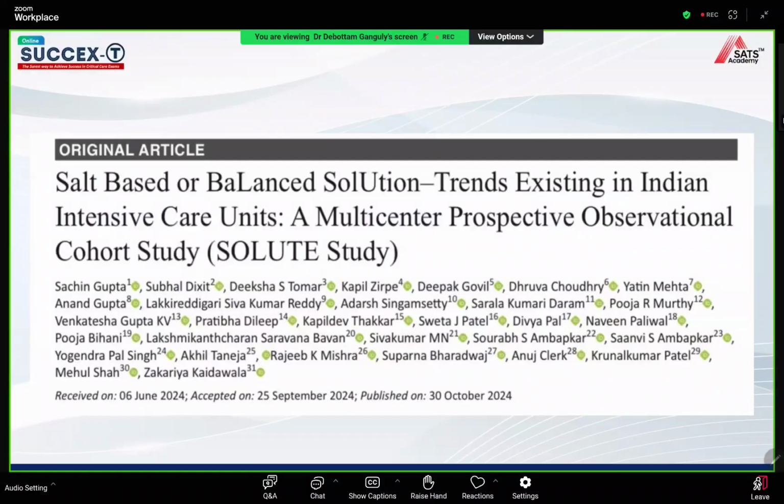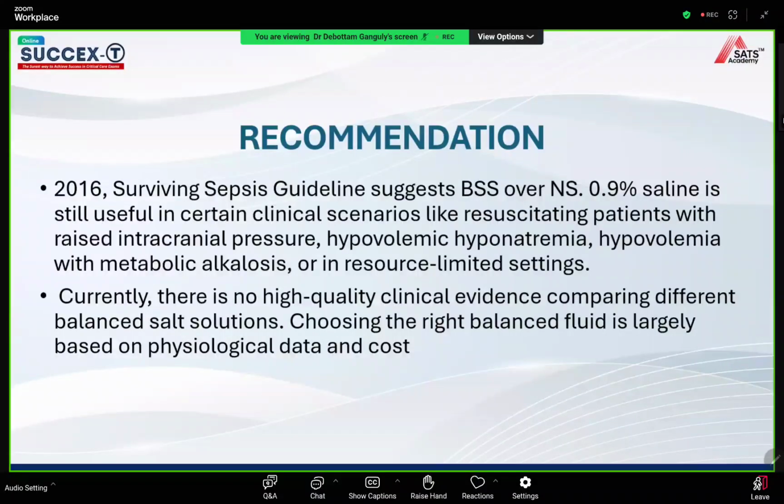Now, this is an Indian study, and that's why it is important. The SOLUTE study, and that is a balanced salt solution study, on fluids in the Indian intensive care unit, a multi-center prospective observational cohort study, and that is published in 2024. And these two showed that there is some benefit with balanced salt solution.